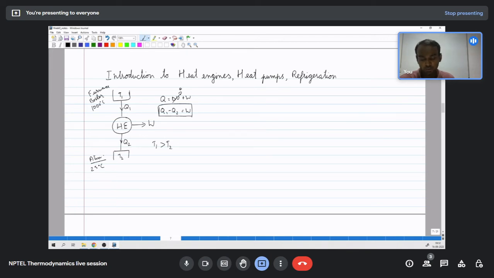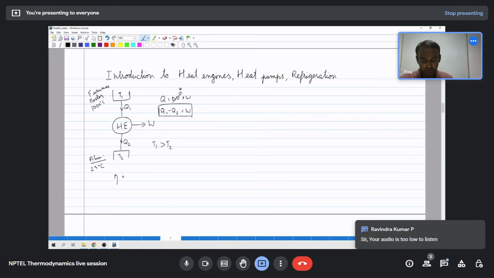And yeah, so now we have something called efficiency. So efficiency is generally defined as output. Okay.